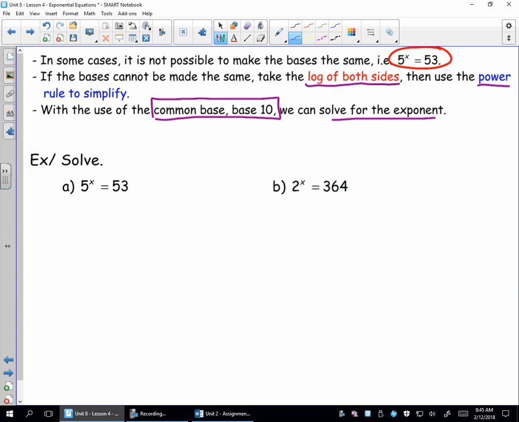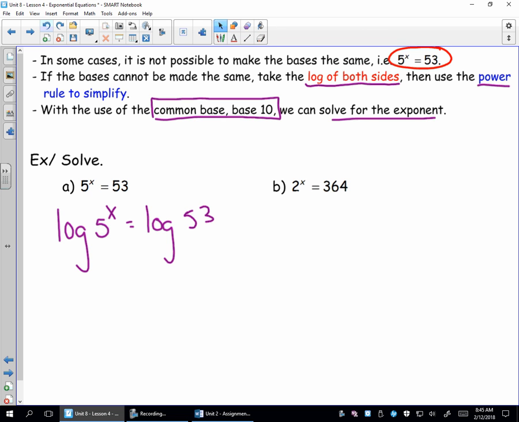So for example, let's try the first one here. 5 to the x is 53. I can't make 5 to the something come out to 53. That's not possible. What I need to do instead is say, okay, let's take the log of one side. What I do to one side, I do to the other. And these are base 10s because I didn't put a base in there. By my power rule, x can come down in front.